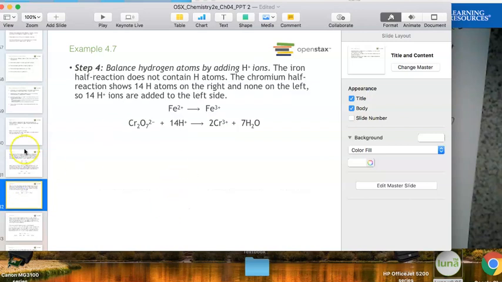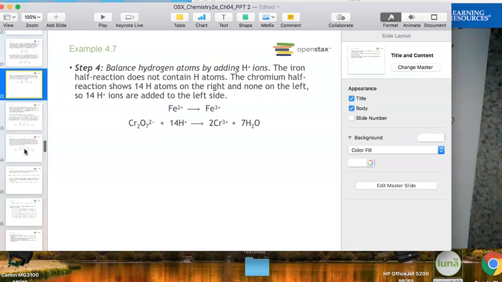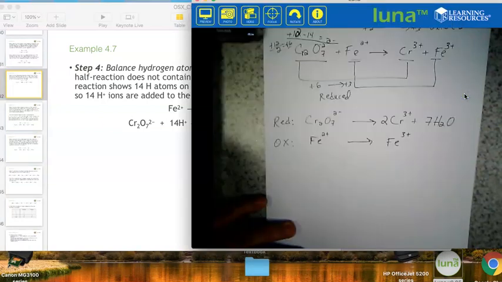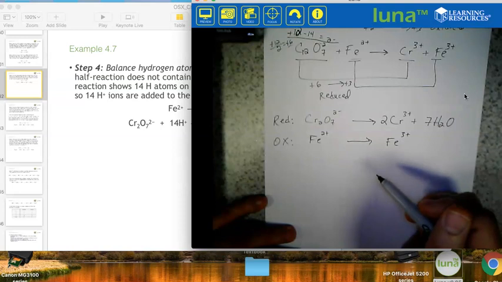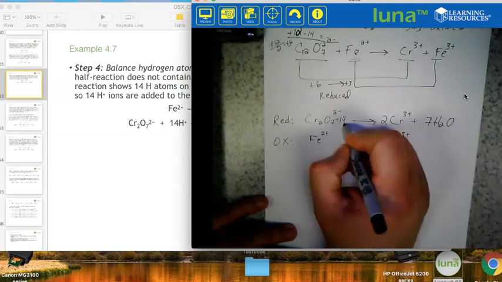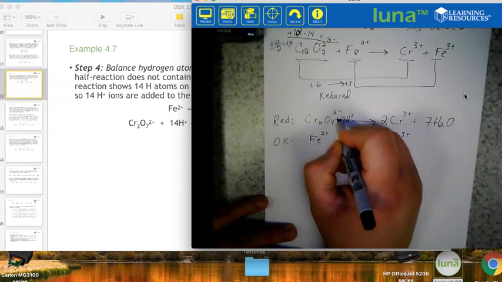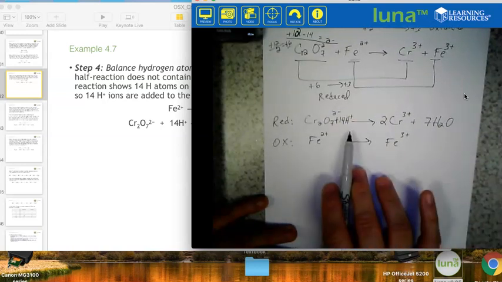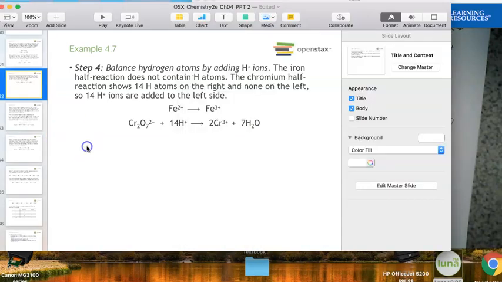Step 4, we're going to balance the hydrogen atoms by adding H plus ions. Going back to my equation, here I have 7 times 2, which is 14 hydrogen atoms on the right hand side. So I need 14 hydrogen atoms on the left hand side. Now I have 14 hydrogen atoms, and I'm balanced with my number of hydrogen atoms, which you see there.